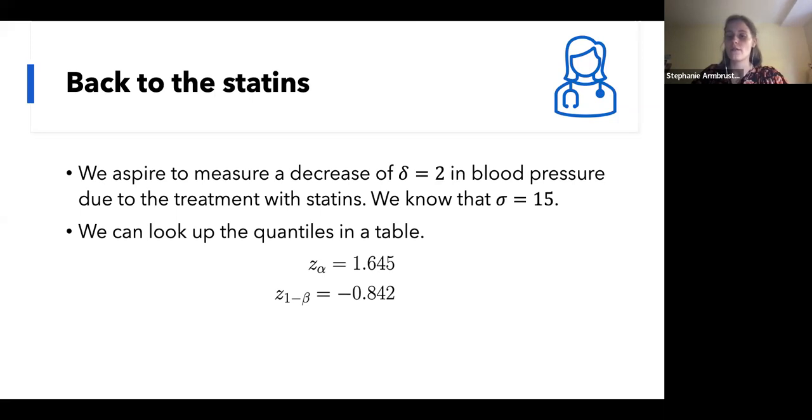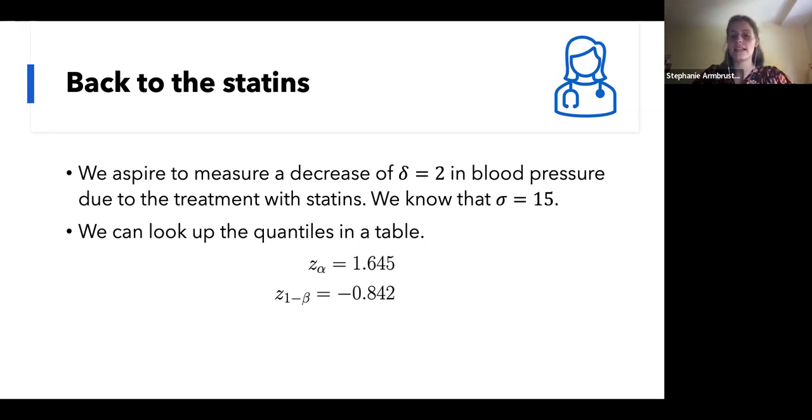And so, back to the statins, let's say that we aspire to measure a decrease of delta equals 2. Say that we assume, based on literature review, that statins decrease our blood pressure measurements by 2 compared to the placebo. And let's say we know, because we've measured the blood pressure of so many people, that our standard deviation, how much blood pressure measurements deviate from person to person, is 15.